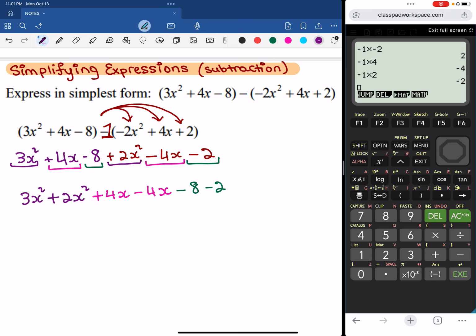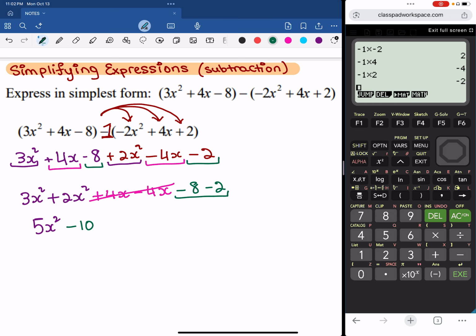3x squared plus 2x squared is 5x squared. 3 plus 2 is 5, and we keep the x squared. 4x minus 4x is just going to cancel out because 4 minus 4 is just 0. But we don't need to write 0x. We know it's going to cancel out, so we just put a line through it. And then lastly, negative 8 minus 2 is negative 10.